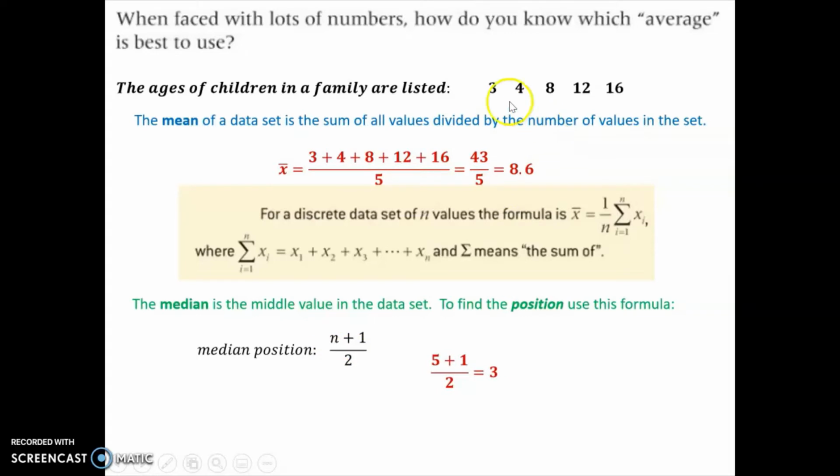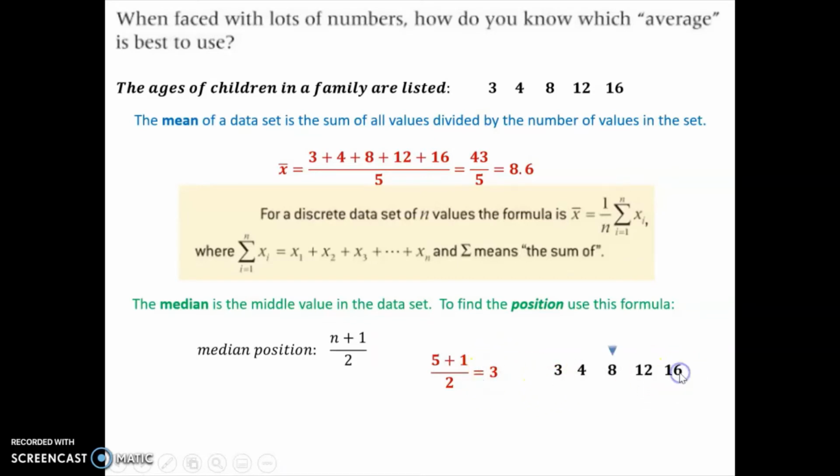In our case, there are 5 data points, so 5 plus 1 divided by 2 gives us 3. Now, don't think that this formula gives you the median. 3 is not the median. 3 is definitely not the middle value in this data set, right? This is the position of the median. So if you look at your data set, this is position 1, position 2, position 3. This tells us that the median is at position 3.